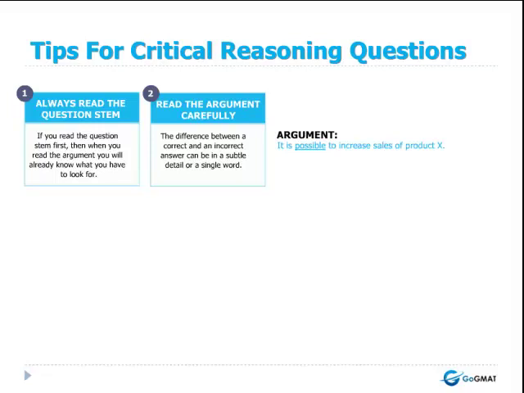If the argument states that it is possible to increase sales of product X, for example, that does not mean that sales of product X will or should be increased. All it means is that it is possible to increase sales.